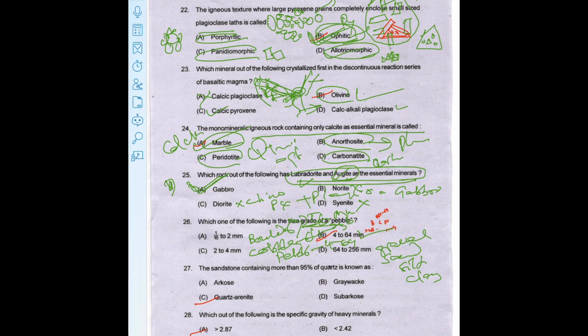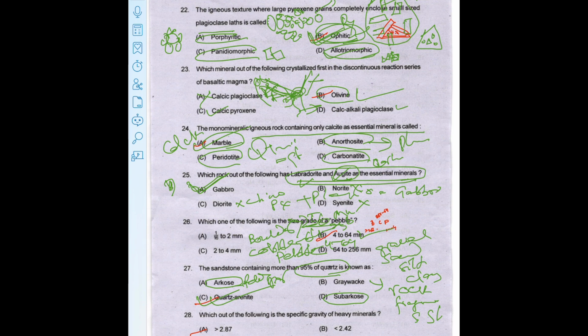The sandstone containing more than 95% of quartz is known as quartz arenite. Arkose is a sandstone, but it is more feldspar rich. Greywacke is rock fragment rich sandstone. Subarkose is like arkose. So 95% rich in quartz is quartz arenite.